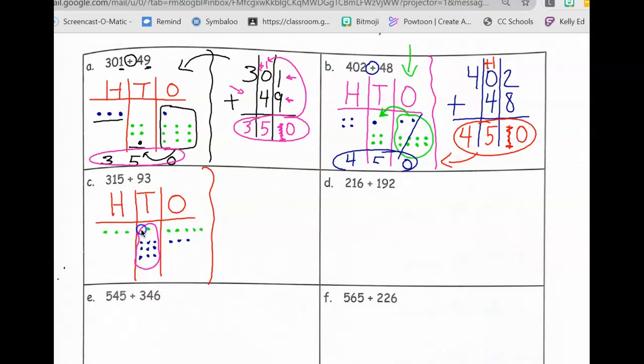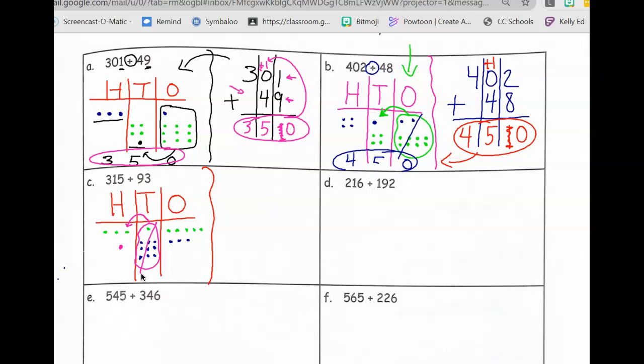This can be bundled, and we're going to send it to the hundreds place because it's 10 tens, which means that's 100. And we're going to put a dot there to represent our bundle. Cross out your bundle because you've already used it. And then we're going to add up what we have.